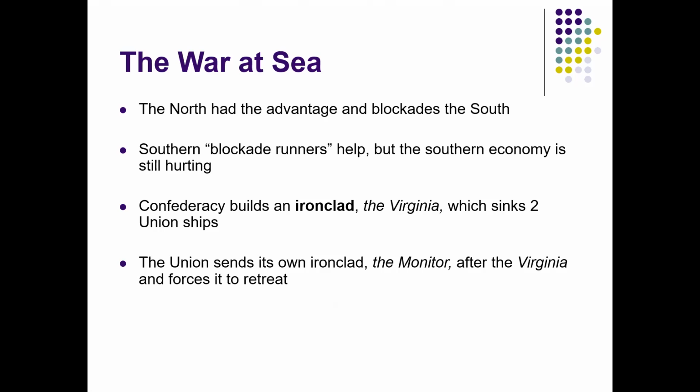One other thing that's known about the war at sea is both sides built a new ship called the Ironclad. The Confederate ironclad was called the Virginia, and it sank some wooden Union ships. The Union eventually sends its own ironclad, the Monitor, after the Virginia. There's kind of this first battle between two iron ships. The problem was neither one of these ships had the firepower to really sink the other, so neither side really had too much of an advantage. The Union had an advantage throughout the war just because they had a much, much bigger navy than the Confederacy.